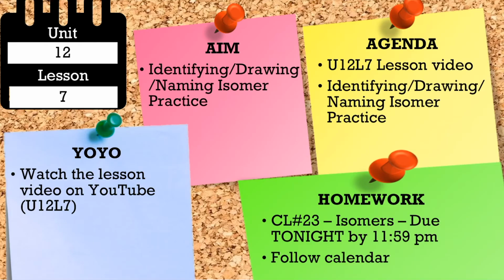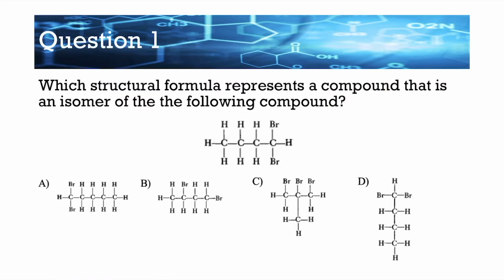So let's get started. Question number 1 says, what is an isomer of this compound? So again, an isomer has the same molecular formula, I'm going to abbreviate that, but a different structural formula and a different name. So structure and name go hand in hand. If it has a different name, that means its structure is different, and vice versa.